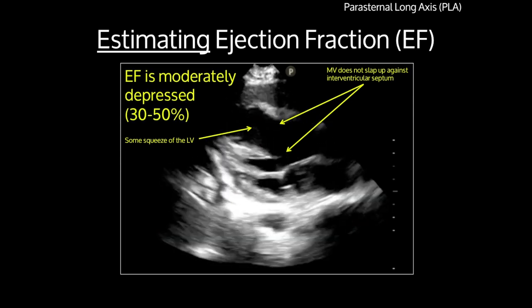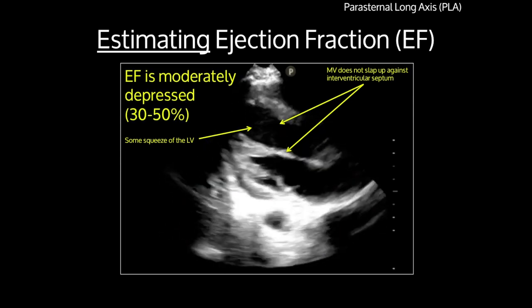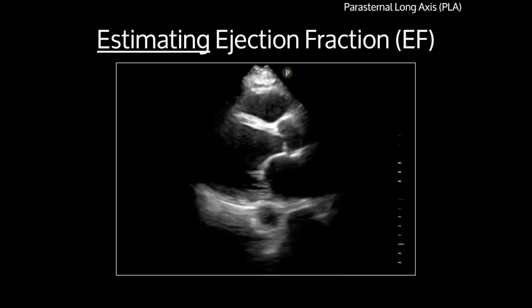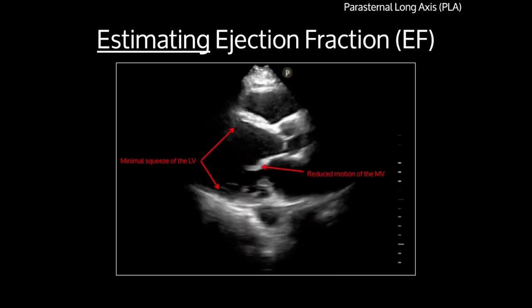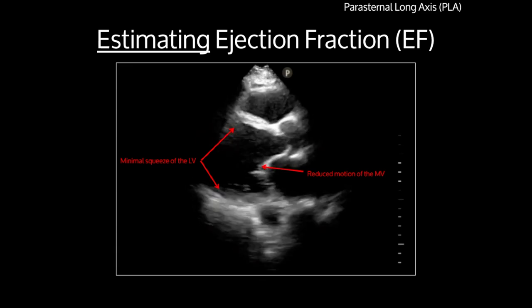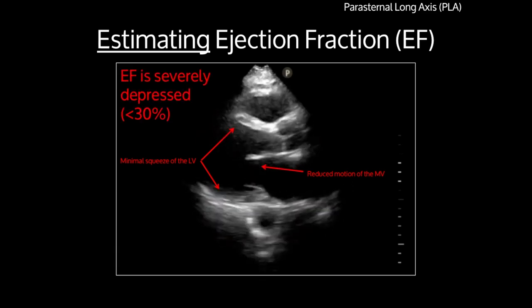How do we know it is not severely depressed? Look at the next image. In this image, there's very little motion of the mitral valve leaflets and hardly any squeeze of the ventricles at all. This is a sick heart with an ejection fraction of probably less than 30.